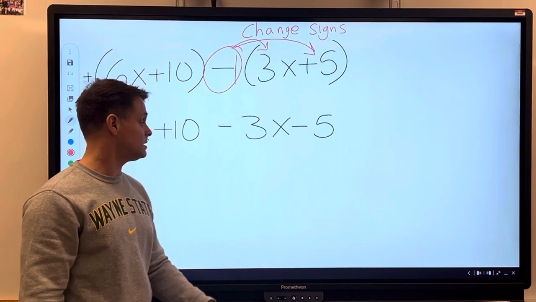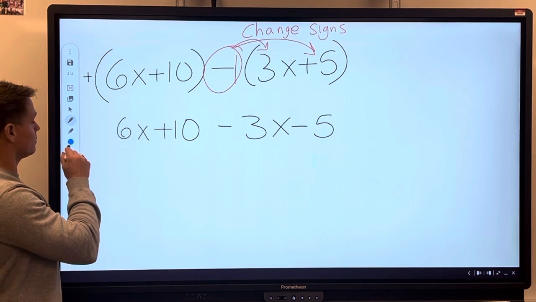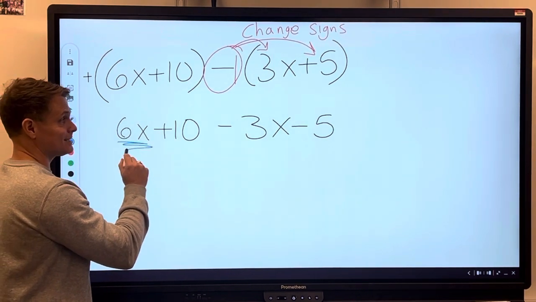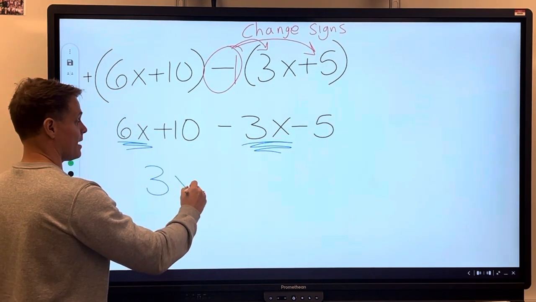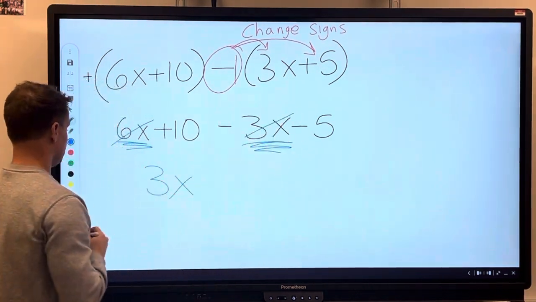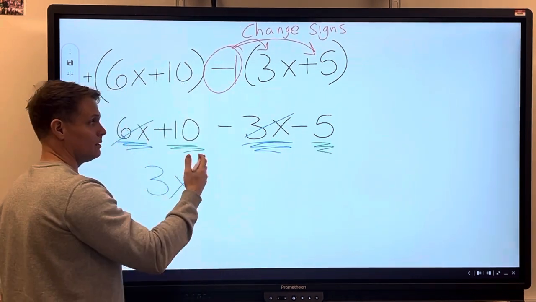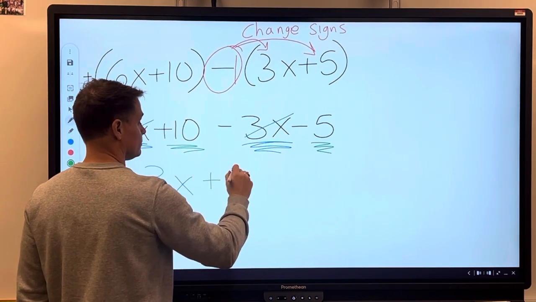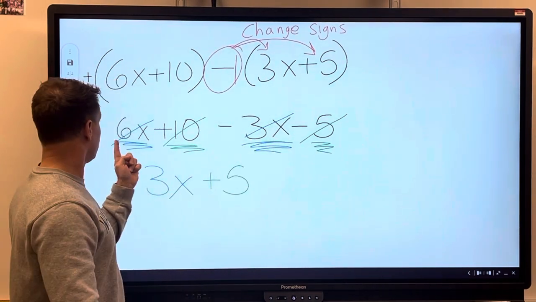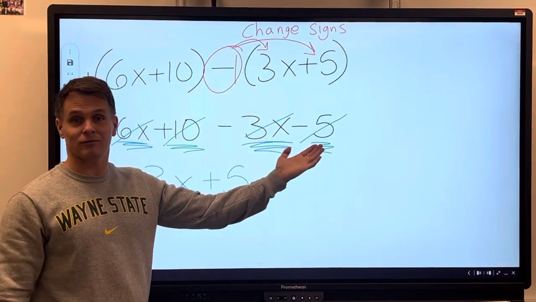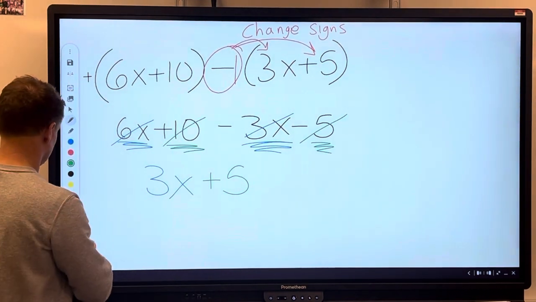What I'm going to do is I'm going to add or subtract the like terms. Now where are the like terms? 6x minus 3x is 3x. Those are like terms. And then the numbers 10 minus 5, 10 minus 5 we know is 5. I like to cross them out when I'm done with them, and then that shows me that there's nothing left. So the answer is 3x plus 5. Let's take a look at another one.